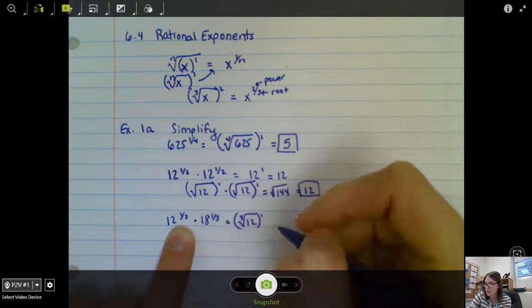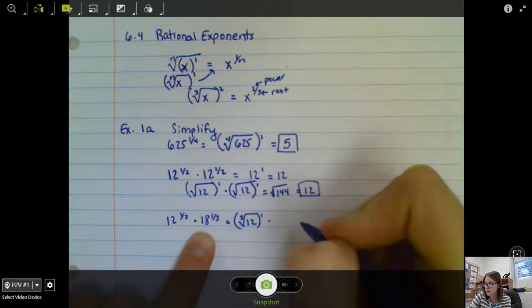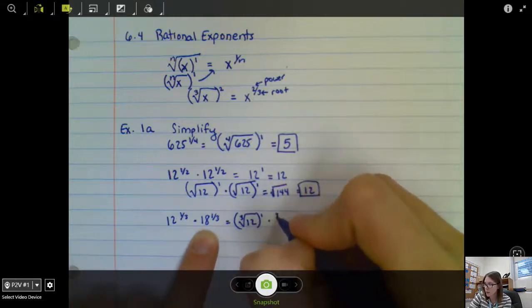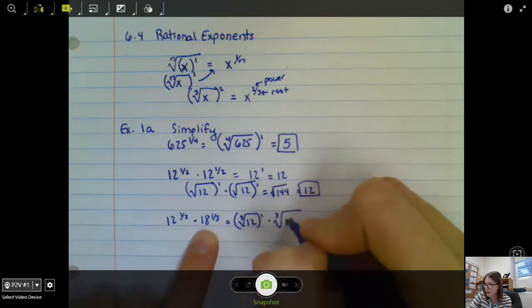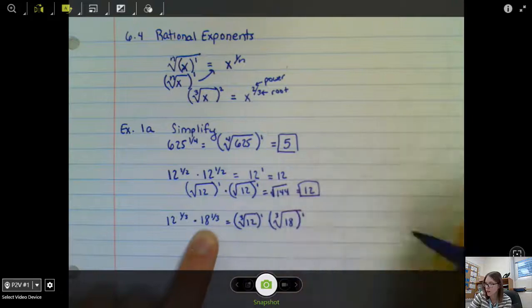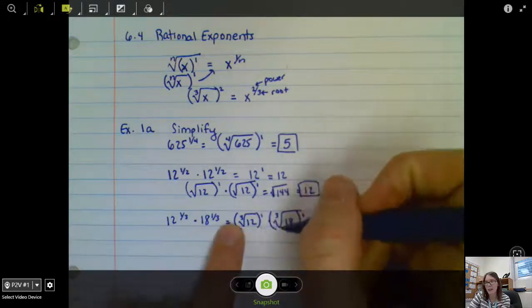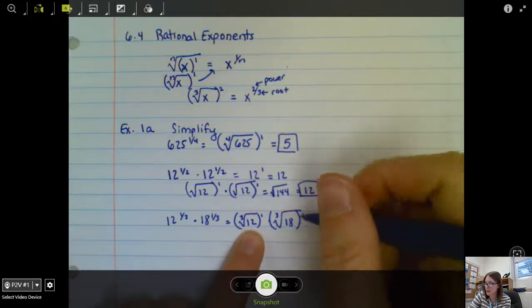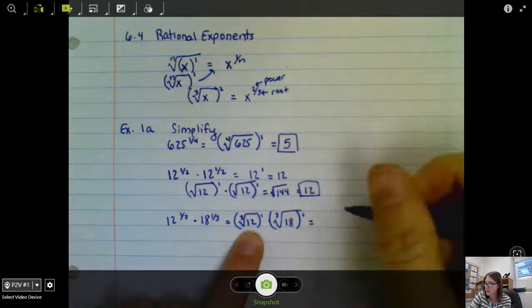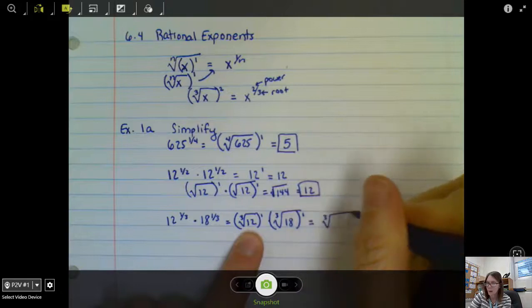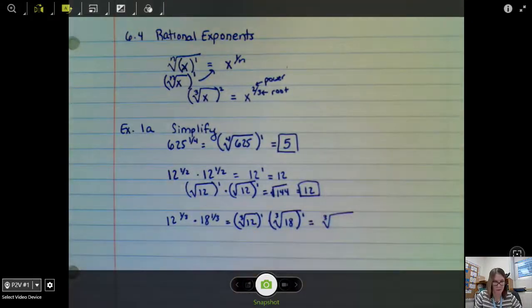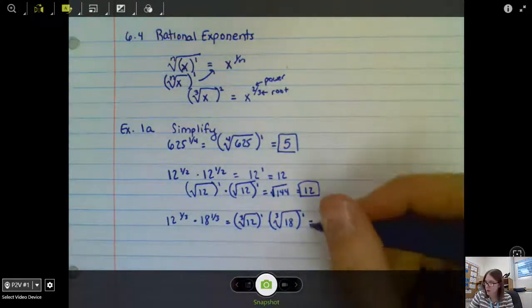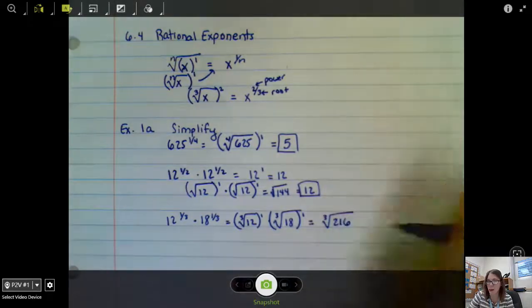to the first times the cube root of 18 to the first. And since our indexes are the same, we can take 12 times 18 and get the cube root of 216.